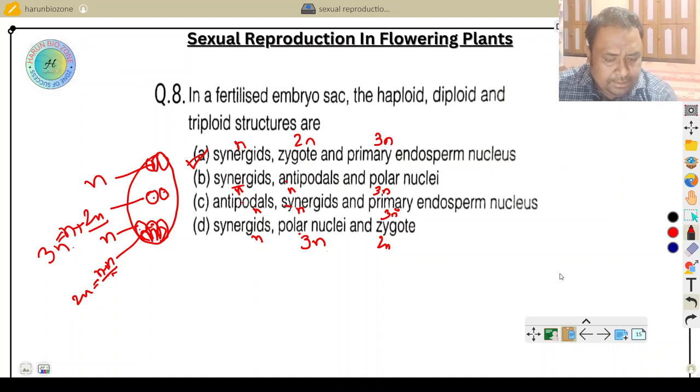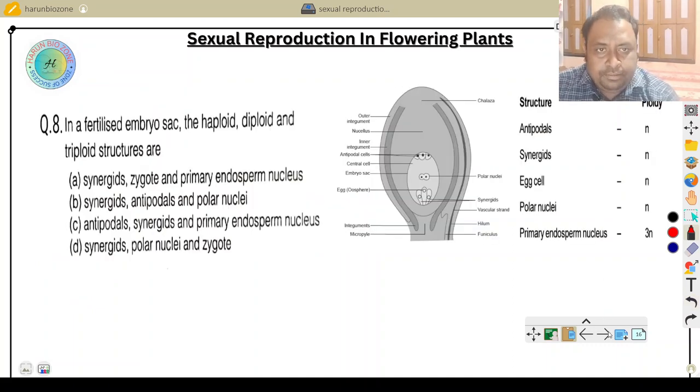You can see it here. This is the embryo sac, where 8 cells are present in the ovule. So here antipodal cells are haploid in nature, synergids are haploid in nature, egg cells are haploid in nature, polar nuclei are haploid in nature, but primary endosperm is 3N in nature. Okay, I think it's clear to you.